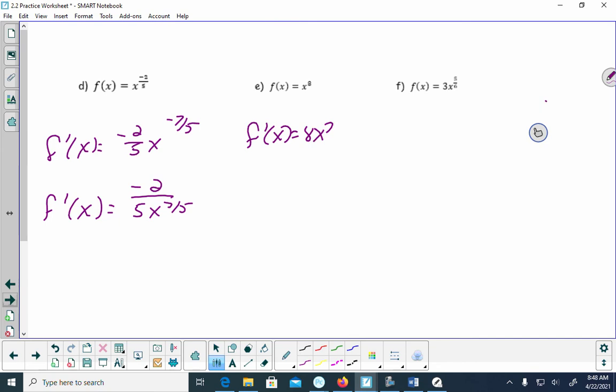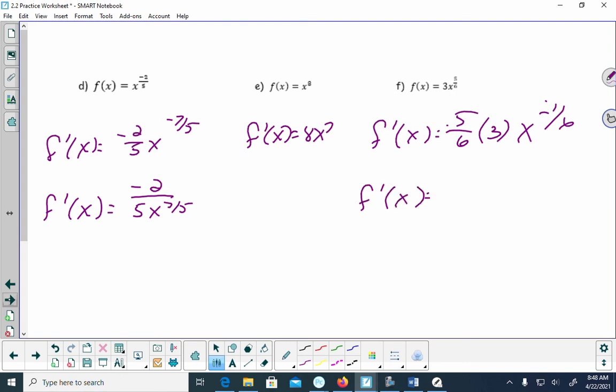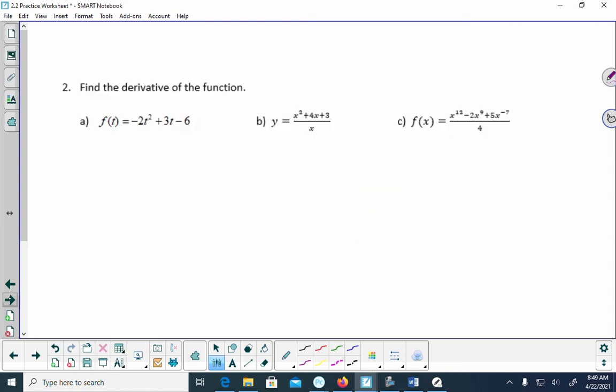All right, I'm going to do 5, 6 times 3, reduce that power by 1, so that'll be to the negative 1/6 power. When I multiply, I'm going to end up with 5 halves x to the negative 1/6. So then when I rewrite it, I'm going to have 5 over 2 times x to the 1/6 power. Okay, moving on to the next one.